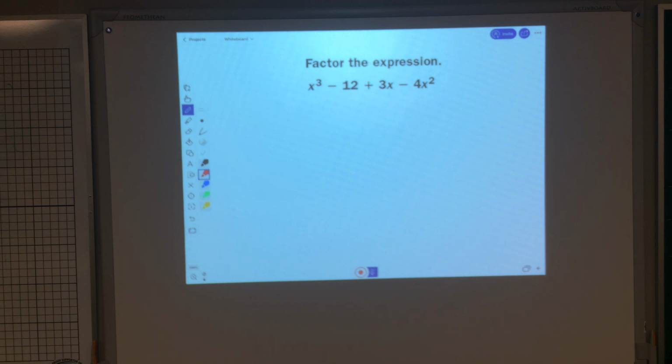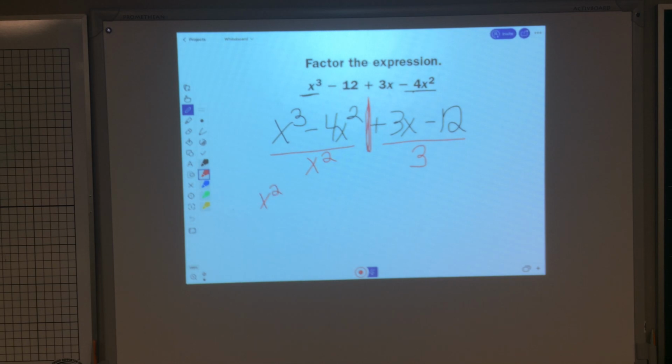I first, though, should realize that I have a 3 here and its x squared is way down here, so I need to rewrite it by order of degree. So I have x cubed minus 4x squared plus 3x minus 12. So we split that problem down the middle. Those first two terms are divisible by x squared. The last two terms are only divisible by 3.